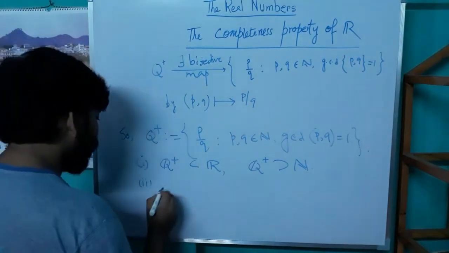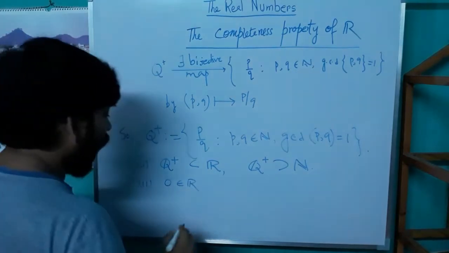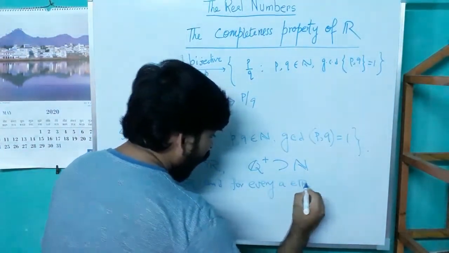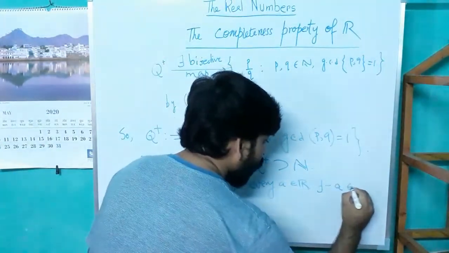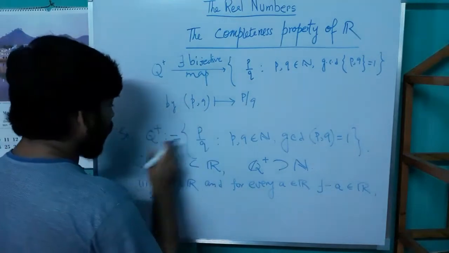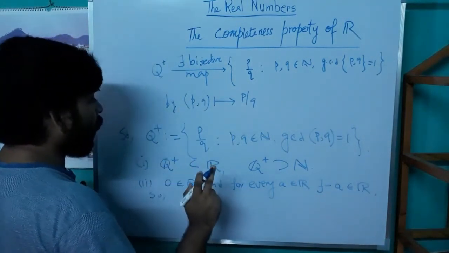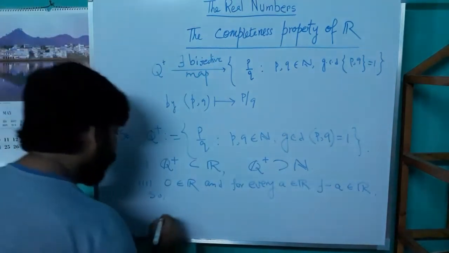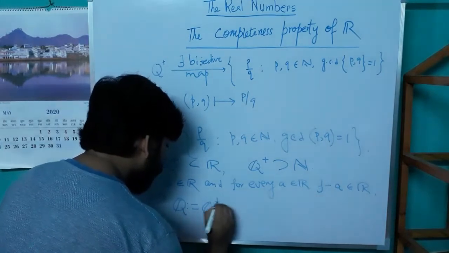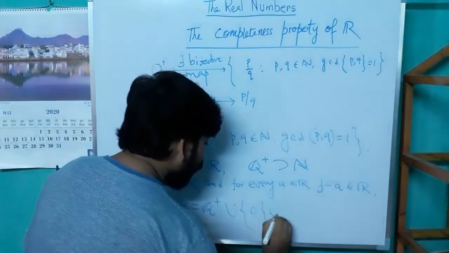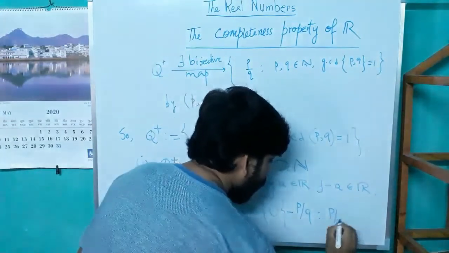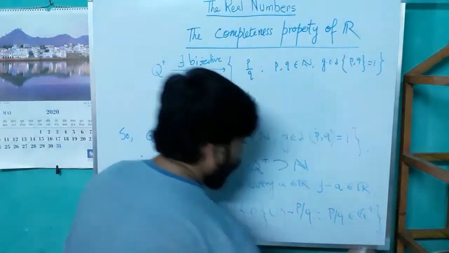Next, we know that 0 belongs to R, and for every element A belongs to R, there exists a negative element of that element inside R. So, for each element inside Q plus, there exists the negative element of that element inside R. So we define the set of rational numbers as Q plus union 0 union negatives of elements from Q plus.